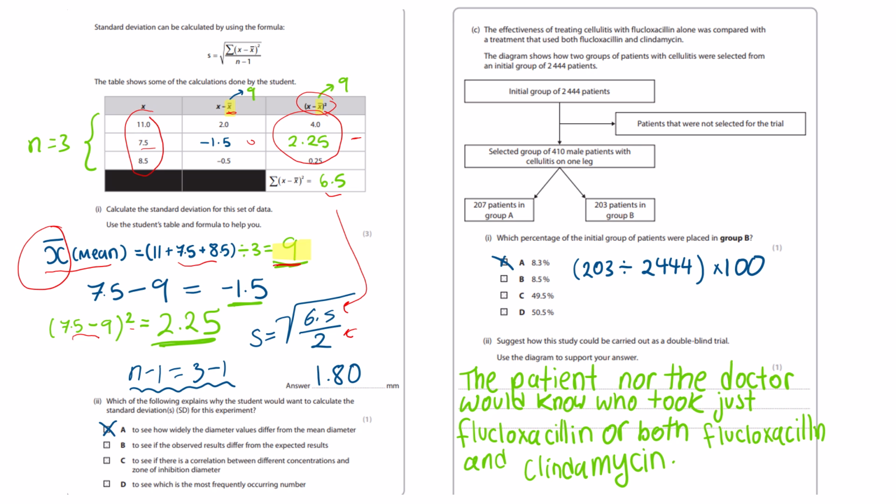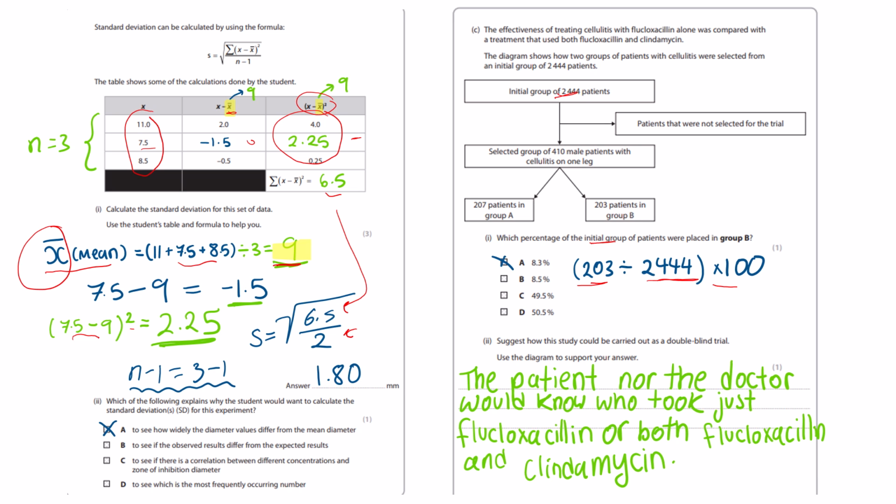Okay, that's pretty easy. Group B is 203 patients, and since they mentioned the initial group, the initial group is 2,444. So 203 divided by 2,444 times 100 gives you 8.3%.